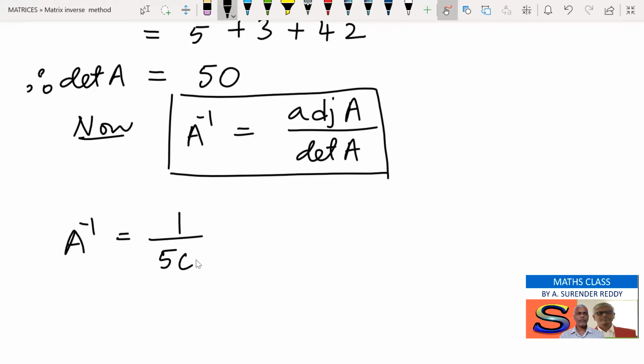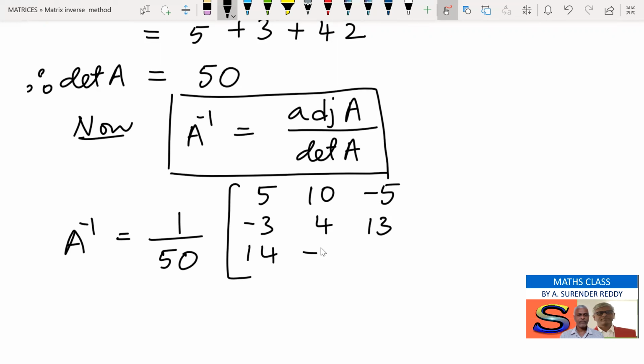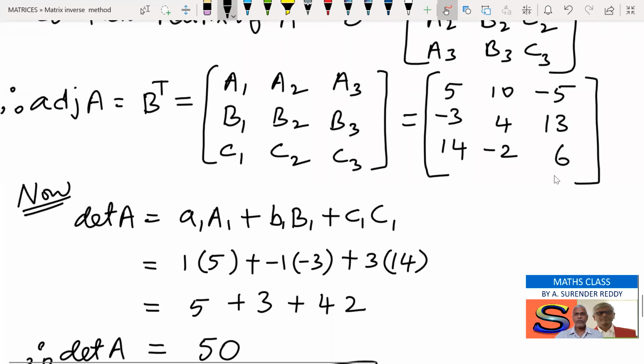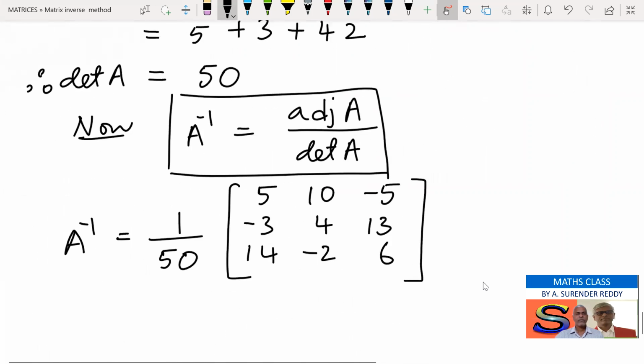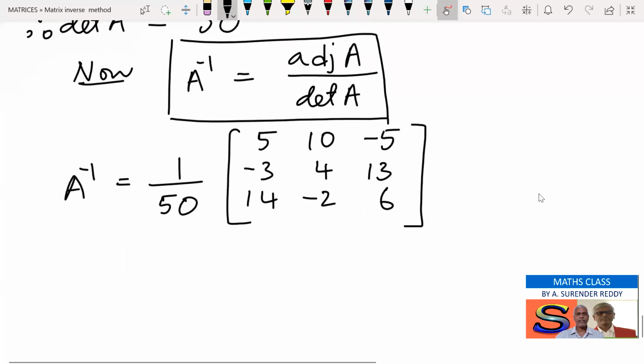determinant I am writing as 1 by, and the adjoint matrix as it is: 5, 10, minus 5, minus 3, 4, 13, 14, minus 2, 6. So this is the adjoint. So adjoint by determinant, we can write 1 by 50. So this is the inverse matrix.